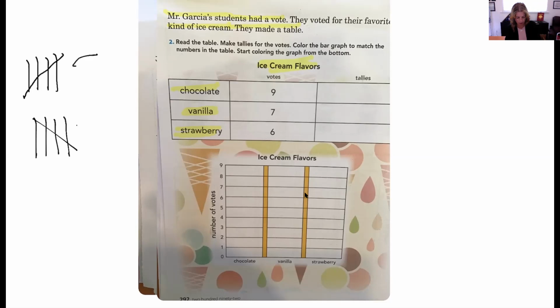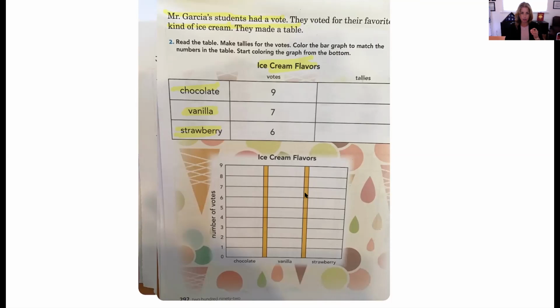But this is 5. But what if I want 7 for this one? Then I'm going to choose 5, 6, 7. Those are tally marks. Remember those? Okay, so we're going to have to do that for this section too. But let's fill in. Let's first do chocolate. How many of the students voted that they like chocolate the best?